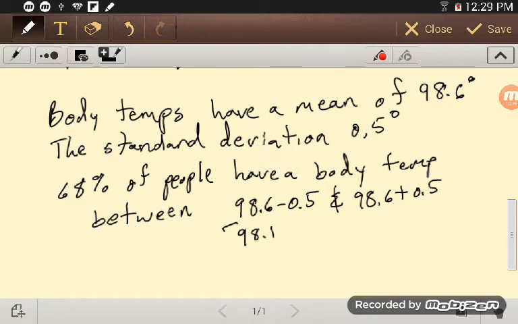98.1 to 99.1. Okay, so that tells me 68% of the people are in there.